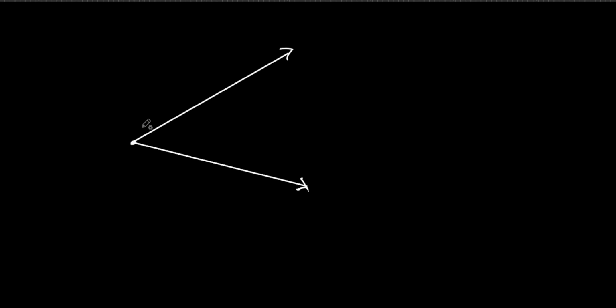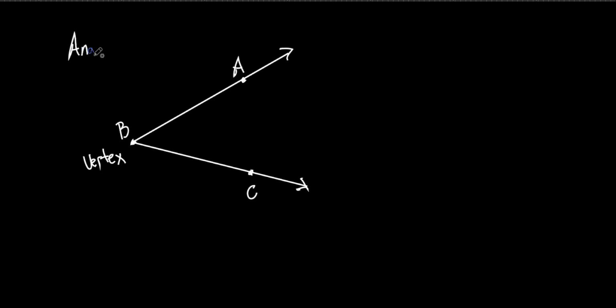The common point that they have in common right there, we call that the vertex. Let's name it. Let's call that B. Let's call this A, and let's call this C down here. What do you think the whole thing is called? It's an angle.